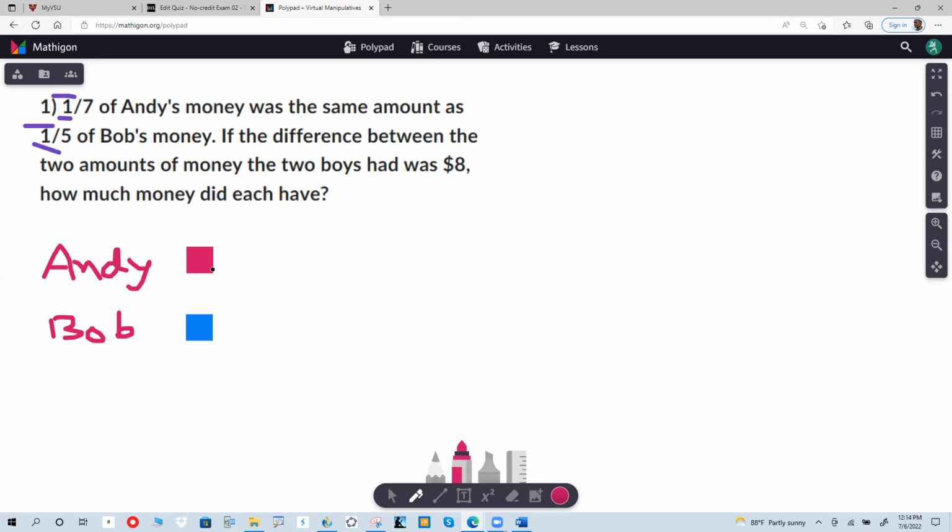So this red square represents Andy's 1/7, and the blue square represents Bob's 1/5. They clearly match. They're the same amount. So far so good? With me? Yes, sir. Awesome. Now, if this is 1/7 of Andy's money, he must have 6 more. That's the only way this will be 1/7.